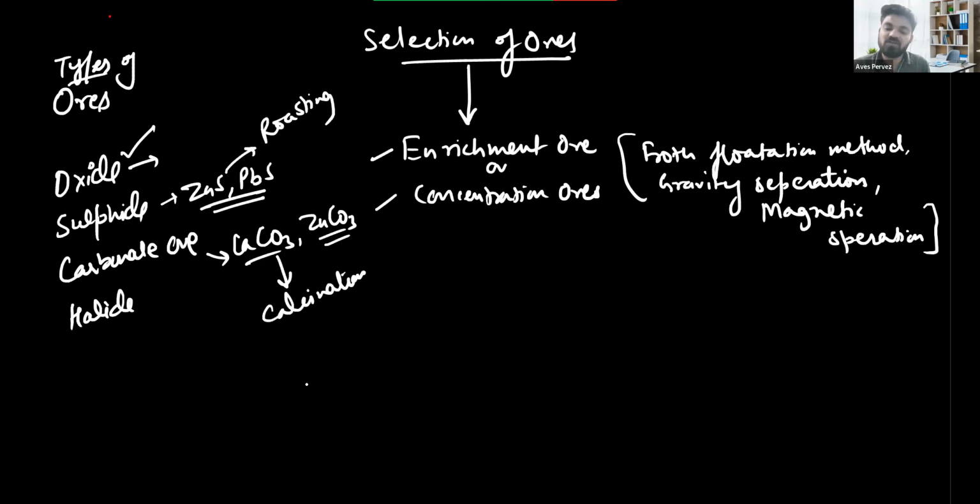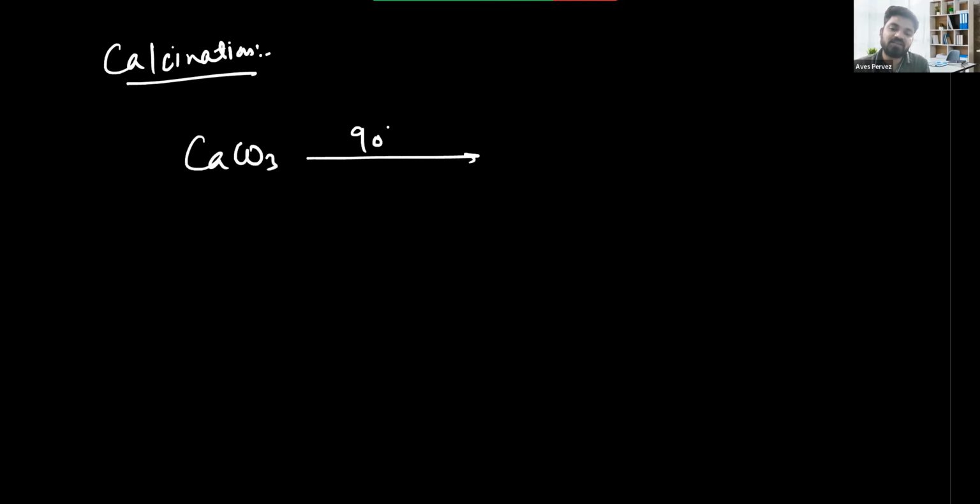So we have done calcination in the previous class. If I'm having calcium carbonate, and if we heat it at 900 degrees Celsius in the absence of air, then it will get converted into calcium oxide plus carbon dioxide. Got it? Yes, Madiha, got it? Yes, ma'am.